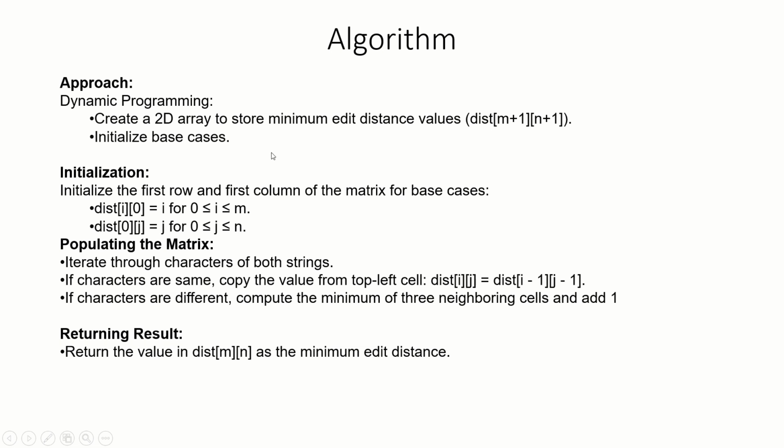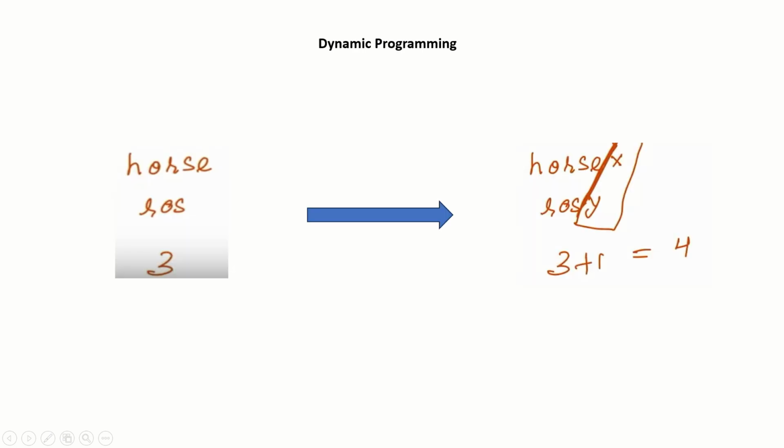So this is the algorithm part. What we are basically going to do is create a two-dimensional array with dimensions m plus 1 and n plus 1, where m is the first word's length and n is the second word's length. We'll be initializing, populating the matrix, and finally returning the result. I'll be explaining it later with examples for better understanding. Just keep in mind that we'll be returning the mth value of the distance array. That is the value that we are actually looking for.